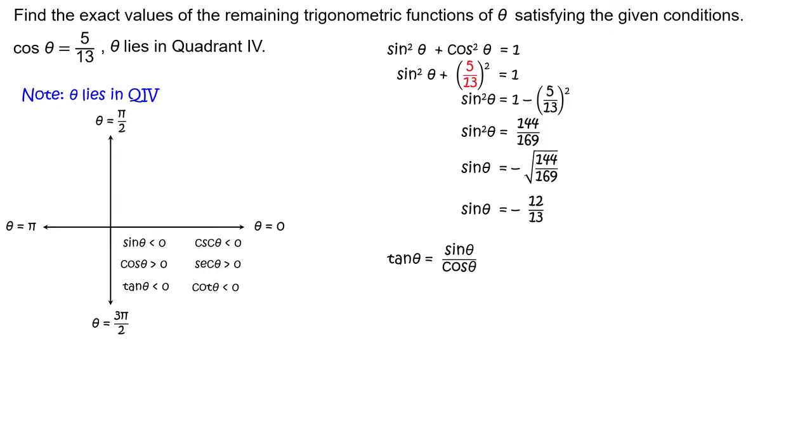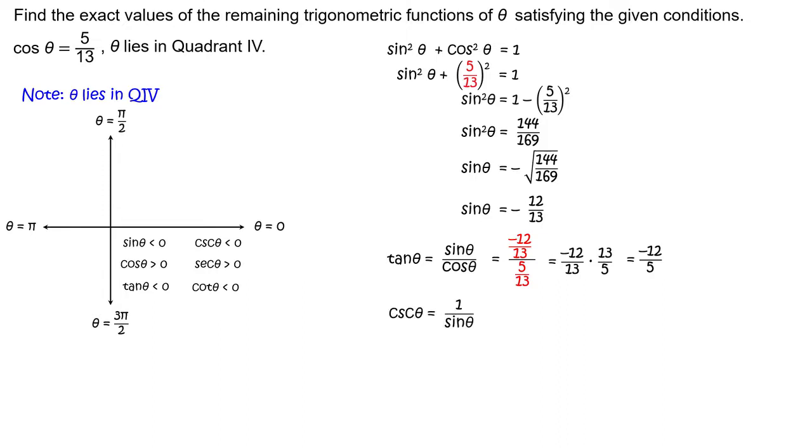Now you're ready to find the value of tangent of theta. Write tangent of theta equals sine of theta divided by cosine of theta. Substitute negative 12/13 for sine of theta and 5/13 for cosine of theta. Recall that dividing by a fraction is equivalent to multiplying by the reciprocal of that fraction. So rewrite negative 12/13 divided by 5/13 as negative 12/13 times 13/5. Multiply and reduce to get negative 12/5.